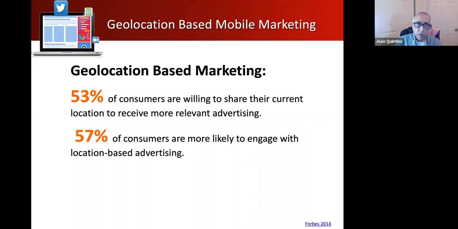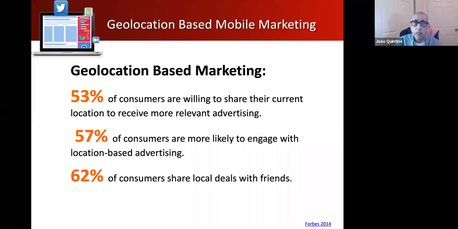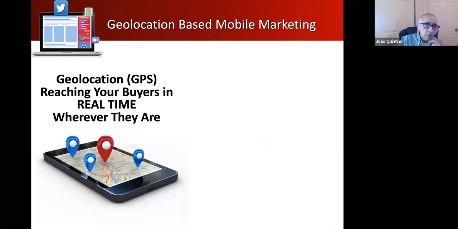So 53%, not a lot of people are willing to share their current location information. Once you subscribe to something or download an application, you always have a question there. If you want to receive notifications or not, you make that call. So these are just some metrics. Go over that, nothing important, but as you can see, for example, 62% of consumers share local deals with their friends. So it's a good way to advertise on this. So let's talk about location GPS.